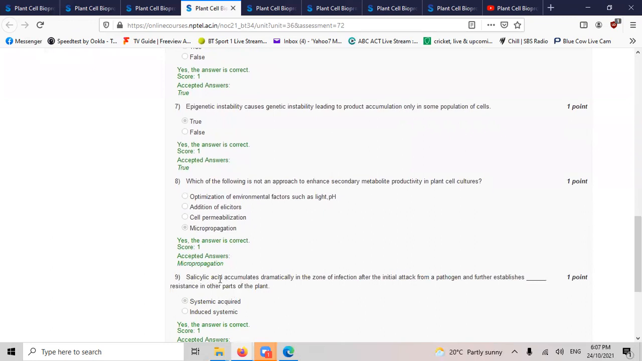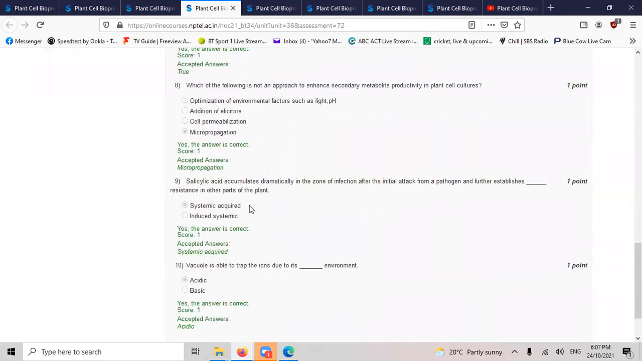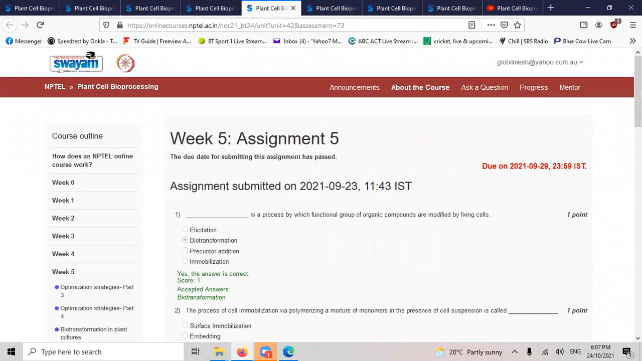Salicylic acid, one of the 9 plant hormones, accumulates dramatically in the zone of infection after the initial attack. That sounds pretty right. It's systemic. Systemically acquired. And the vacuole is very acidic. Vacuole is able to trap the ions due to its acidic environment. Okay, week 4. Week 5.